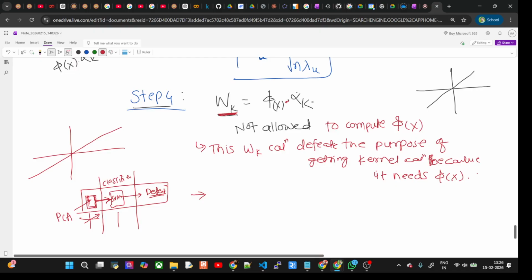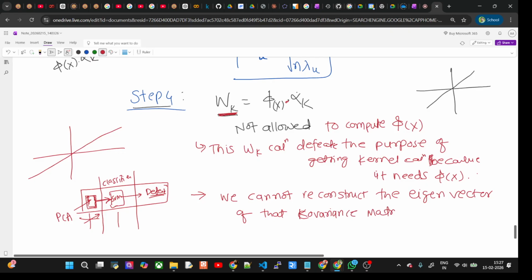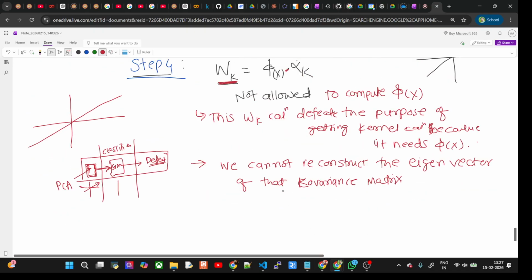So that's the bigger complexity. So we cannot reconstruct the eigenvector. You cannot do the wk calculation. Eigenvector of that covariance matrix. You cannot reconstruct the eigenvector of that covariance matrix, because phi of x is not at all possible.